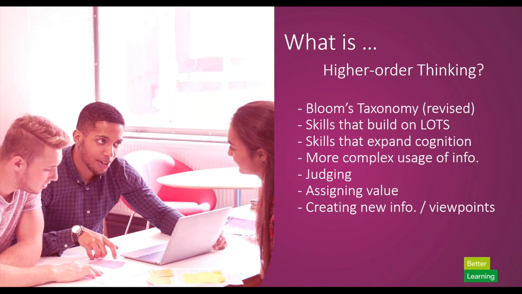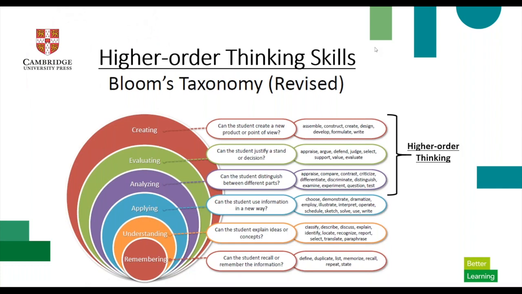So you've probably seen something like this before. This is Bloom's Taxonomy revised. The remembering, understanding, applying is the lower order thinking skills. Analyzing, evaluating, creating, the higher order thinking skills.